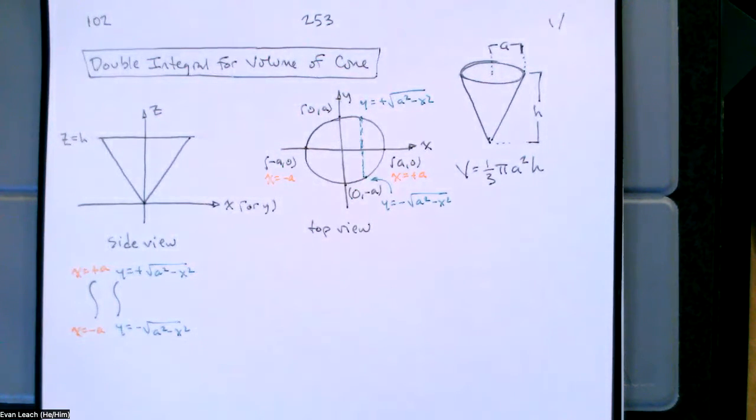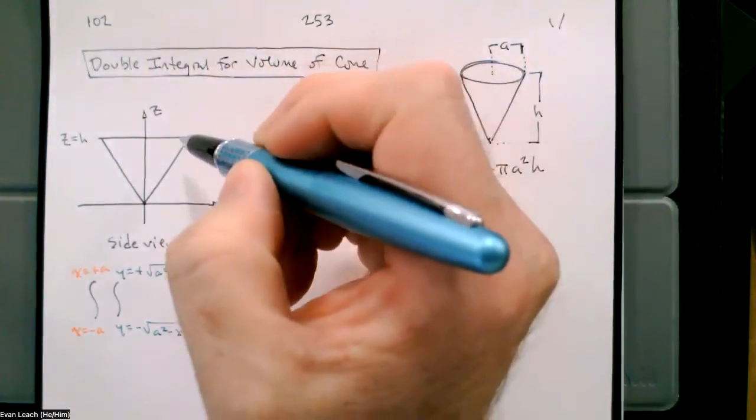The next part is to figure out what z is between, and for that we're going to need to move to the side view. And we have these two functions. From the side view, we're going to try to figure out what z is between. So we need the bottom and the top from the side view.